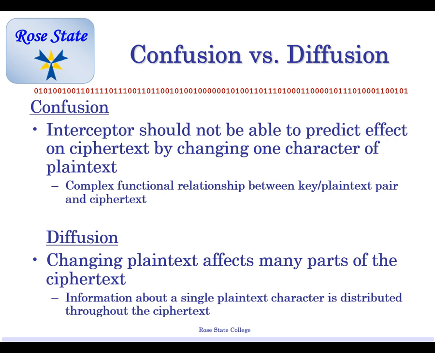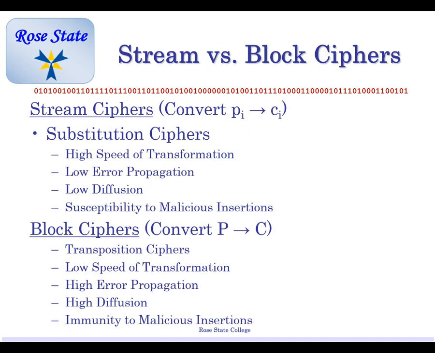So there should be a complex functional relationship between the key, plain text, and the ciphertext. So let's say if I change character 1 in the plain text, it maybe changes character 200 in the ciphertext, or maybe changes a whole bunch of them in the ciphertext. Okay? Diffusion says changing plain text affects many parts of the ciphertext. So we change one over here, it changes a whole bunch on the other end. Information about a single plain text can't be found because it's everywhere. And we'll see that in great detail, especially in DES. That one's very obvious.